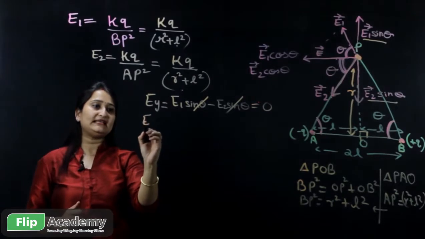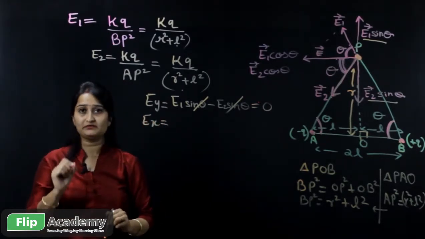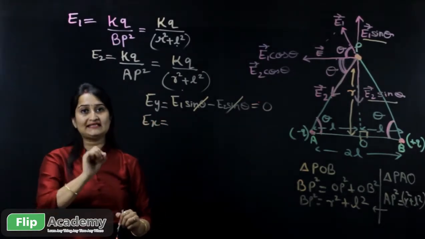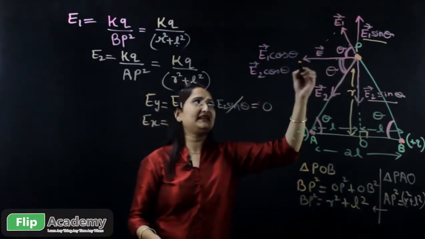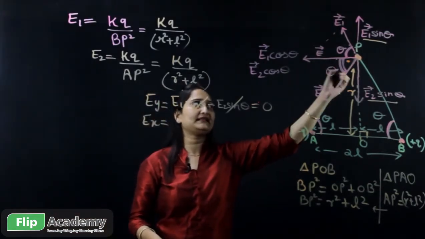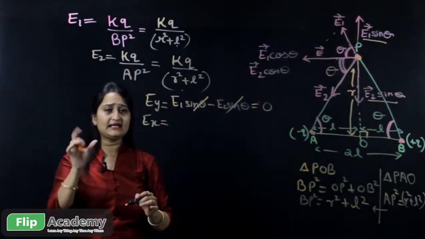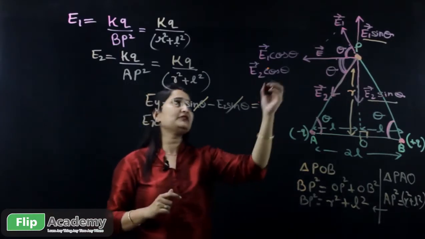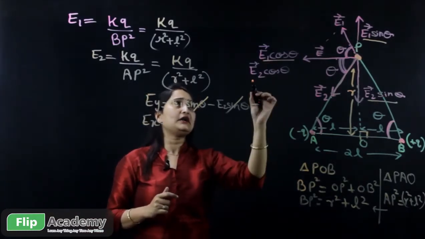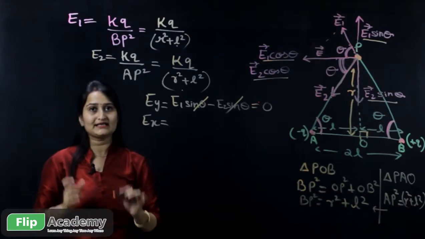Similarly, work upon EX. EX is the resultant of the vector E along X direction. So, this is your X direction, that is horizontal axis. What are the vectors that lie in this X direction? First, the vector is E1 cos theta. Another vector is E2 cos theta.